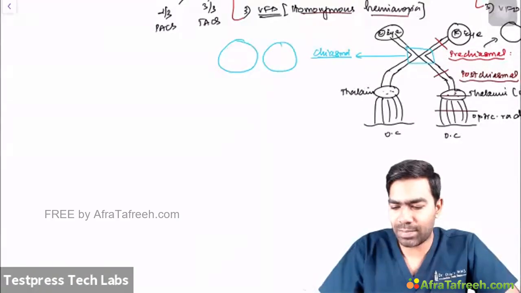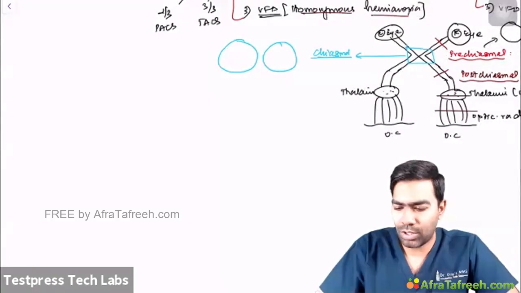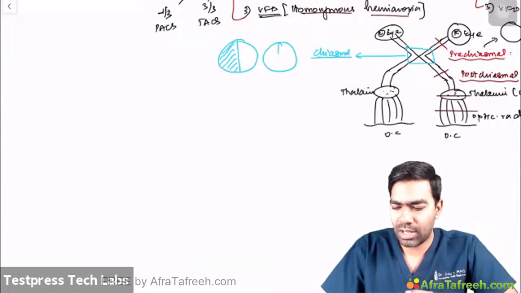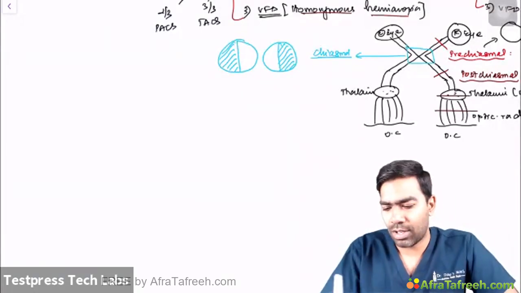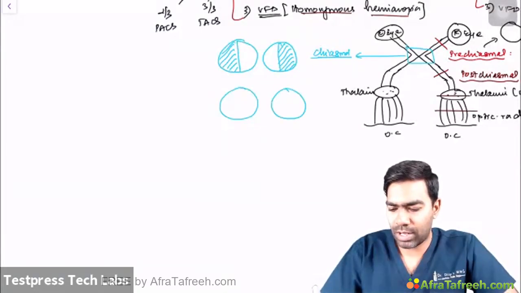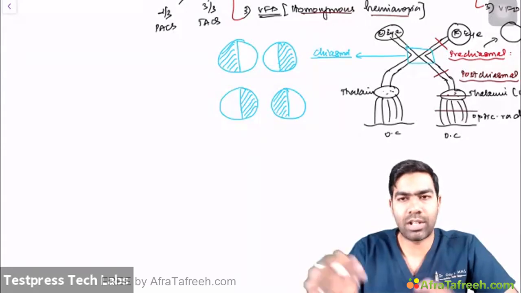So it doesn't respect that left-sided or right-sided rule. So you will get visual loss on the left-sided visual fields, as well as visual loss on the right vision also. Or it can be like this also. For example, you can get visual loss in one eye on one side, and a visual field defect on the other eye on the other side.